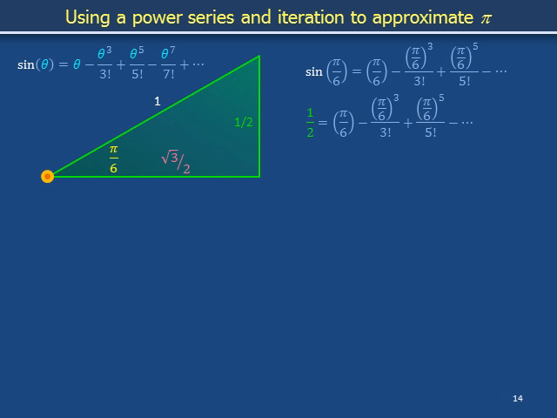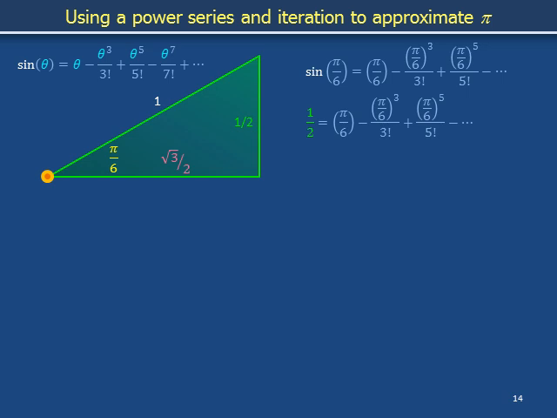We know that pi is roughly 3, so pi over 6 is roughly 1/2. Since pi over 6 is less than 1, the higher power terms in the power series are relatively small. Adding successive terms, as symbolized by the ellipsis, corresponds to adding small and even smaller quantities.